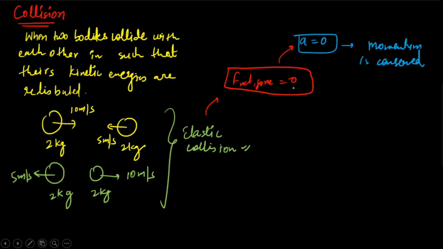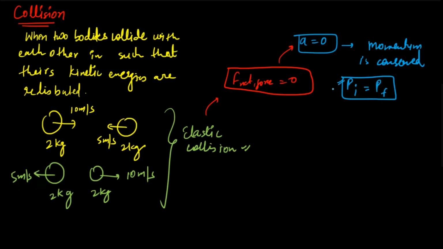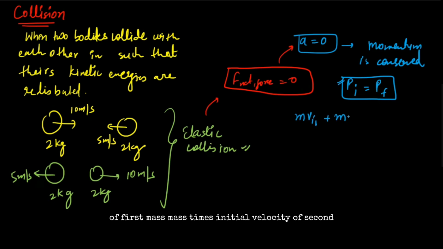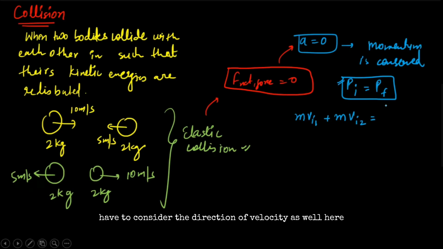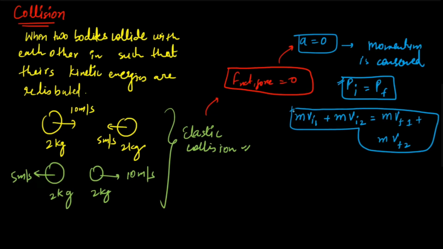So what does it mean that momentum is conserved? It means that whatever momentum the body possesses initially must be equal to the momentum possessed by the body finally. So initial momentum must be equal to mass times initial velocity of the first mass plus mass times initial velocity of the second mass, moving in opposite directions. We have to consider the direction of velocity as well here, because velocity is a vector quantity. Similarly, this must be equal to mass times final velocity of the first object plus mass times final velocity of the second object. So that is the equation which we can use here.